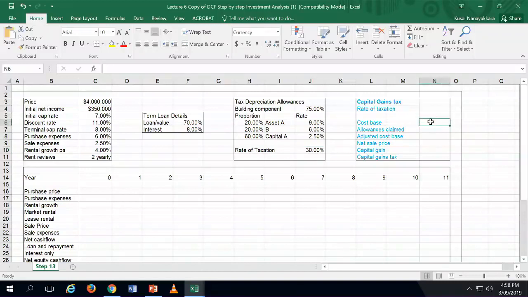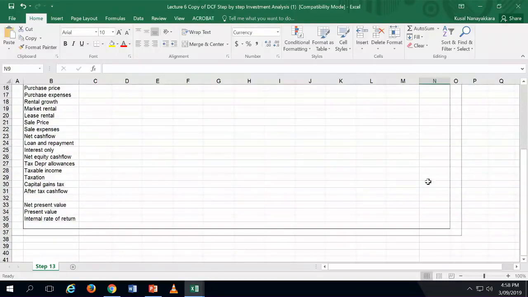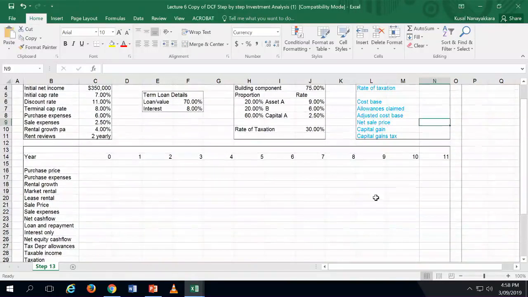And right, cost base. Your initial cost is 4 million, and subtract all the capital allowances and depreciation you have claimed so far. Then you get the adjusted cost base. And then net sales price, get it from somewhere here: net operating income divided by the terminal cap rate. Get the net operating income, and then calculate the capital gain.